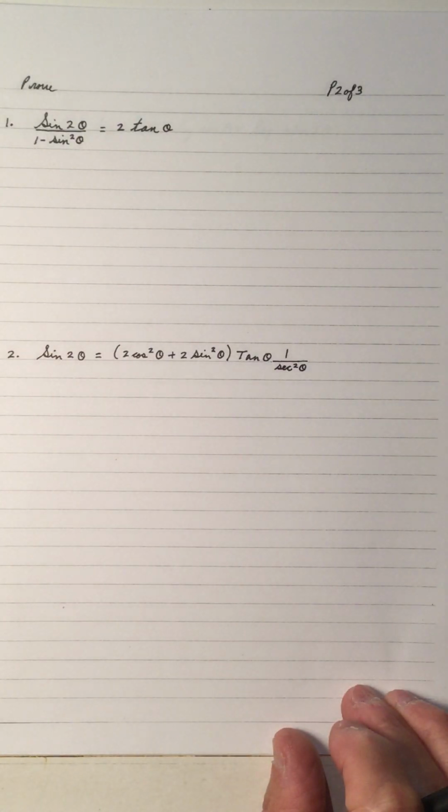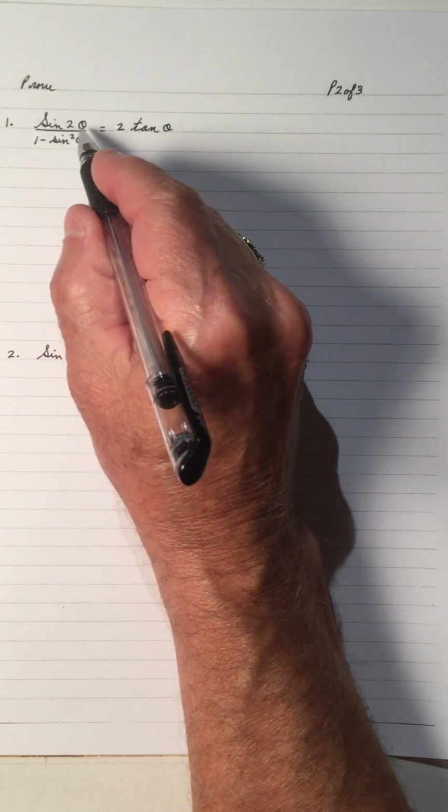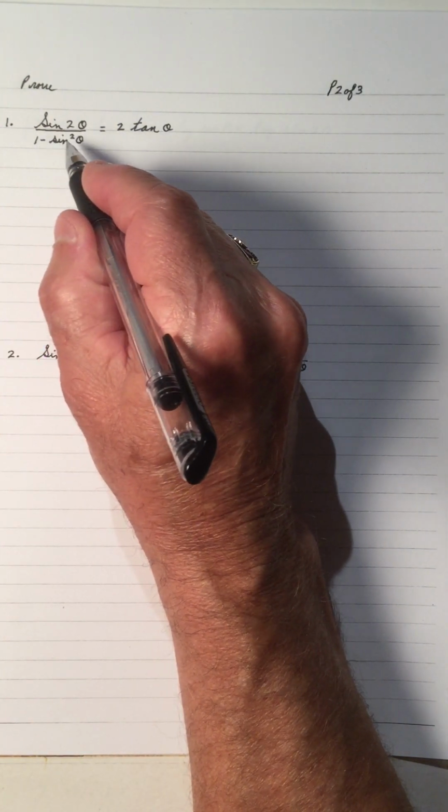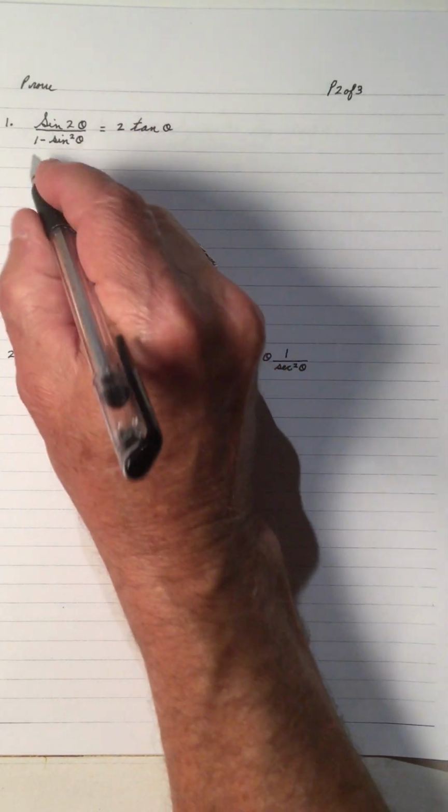Hi, welcome to my video on double angle formula for sine number 3, proving identities. Prove number 1: sine of 2 theta over 1 minus sine squared equals 2 tan theta.